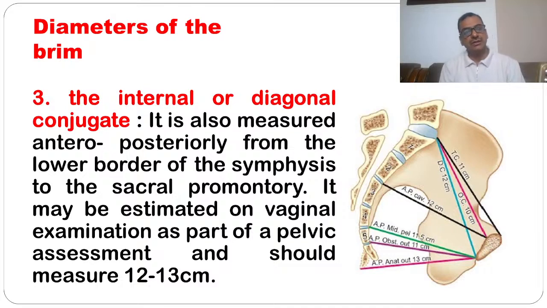Then the internal or diagonal conjugate. It is measured from the lowest portion, the lower border of symphysis pubis, up to the sacral promontory, also antero-posteriorly. It may be estimated when we do a PV examination as a part of pelvic assessment, and it should measure 12 to 13 centimeters.